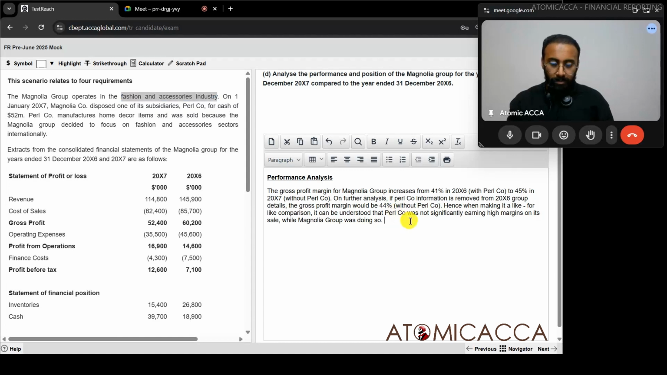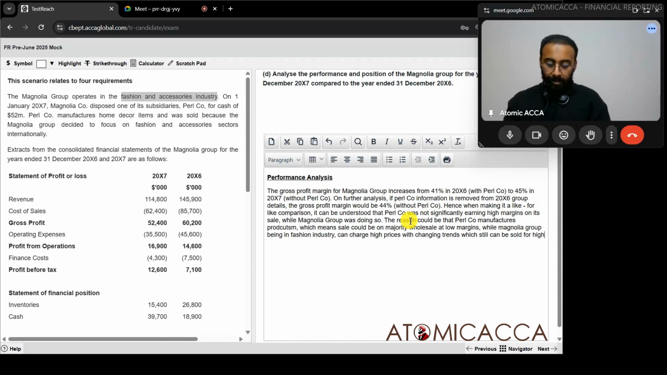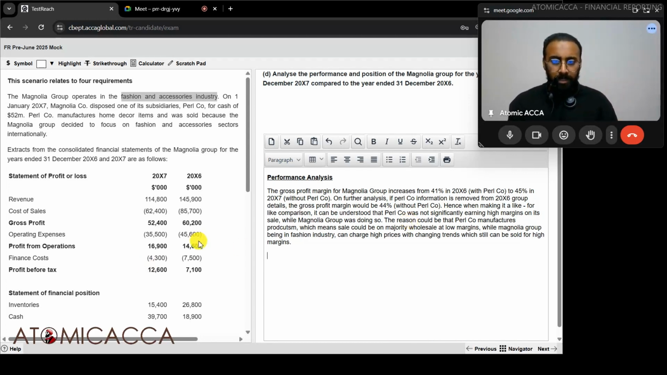So give your analysis over there. Okay. The reason could be that Pearl Company manufactures products, which means sales could be mostly wholesale at low margins, while Magnolia Group, being in the fashion industry, can charge high prices with changing trends, which can still be sold at high margins. So we gave a good analysis about the margin and the revenue side of what's happening with the company.